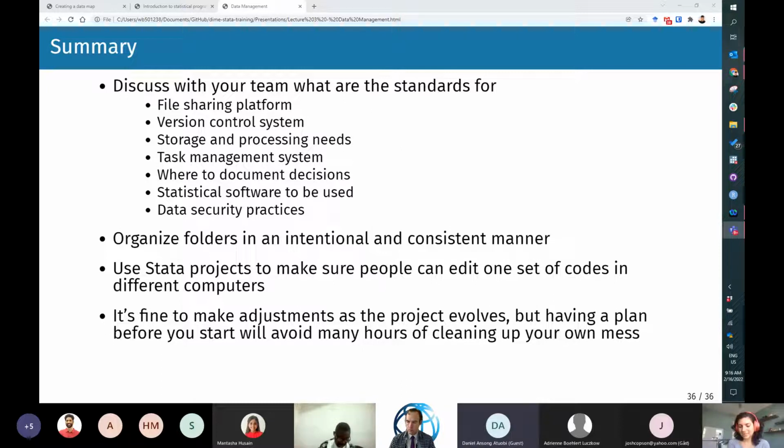Yeah, thank you. That's a great question. So there's actually a lot of discussion in the data management community about what is the best model.